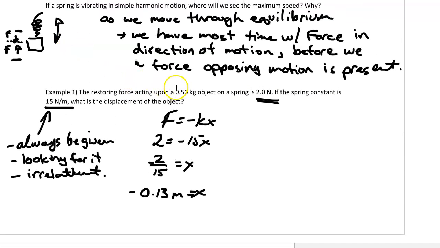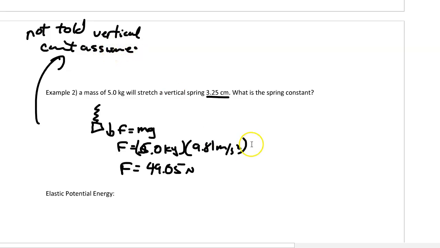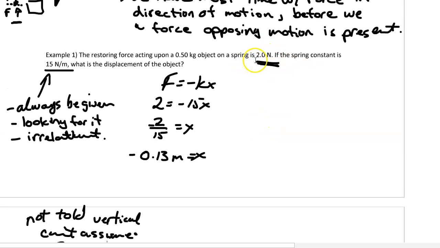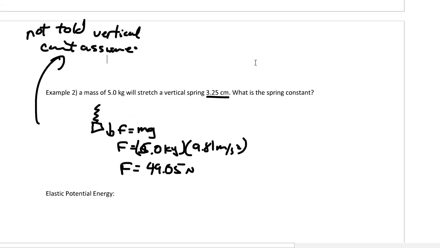Now you might be asking yourself, why with question 1 did we not just use the same thing? We had a 0.5 kilogram mass. Well, here, first of all, we're not told it's vertical, so you can't assume. And the fact is that the force was already given here. If it was vertical, the force would be approximately 4.9 newtons, and it was something different.